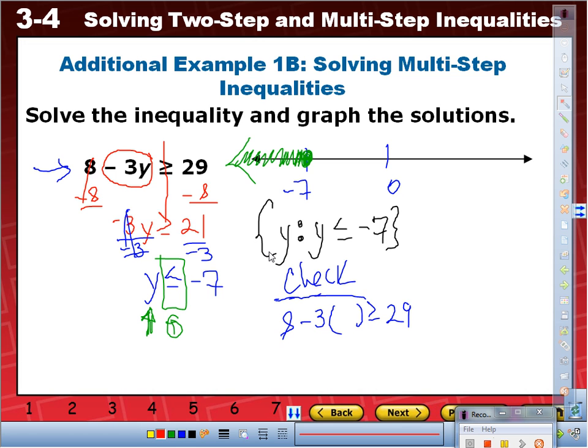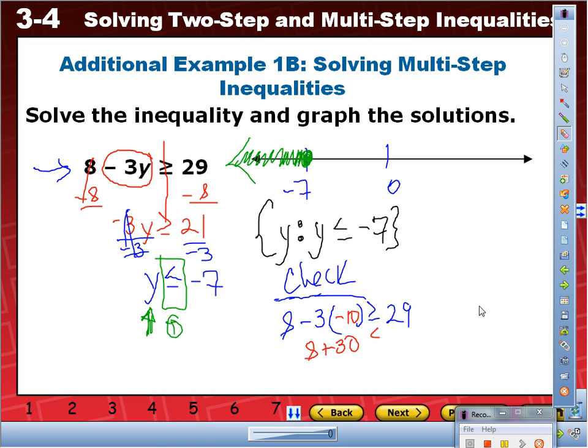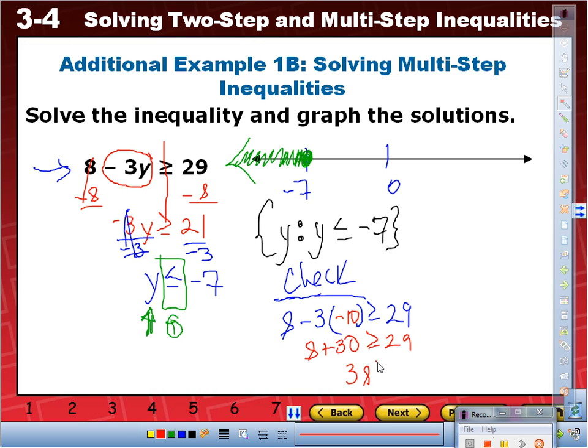So let's see. What would be an easy number from here? Negative 10, okay? Negative times a negative equals a positive 30. Bring down the 8. Greater than or equal to 29. What is 8 plus 30? That's 38. Is 38 greater than or equal to 29? Yes, that means our solution is on this side. So far, so good? Okay, next one.